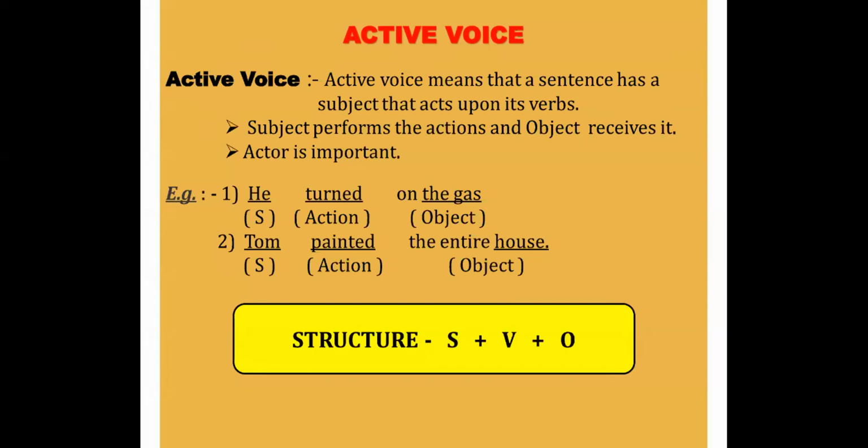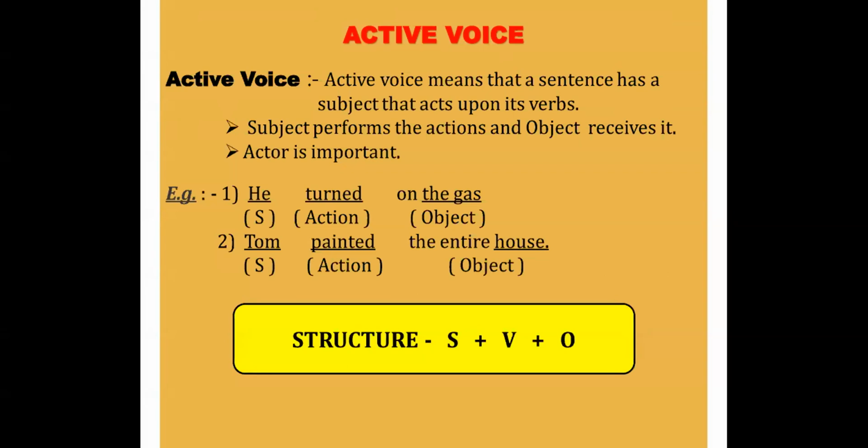Second example is: Tom painted the entire house. Now in this sentence, which is the subject? Tom is the subject, painted is the verb, that is action word, and house is the object. So again, the structure of the active voice is subject plus verb plus object. So this is known as active voice.